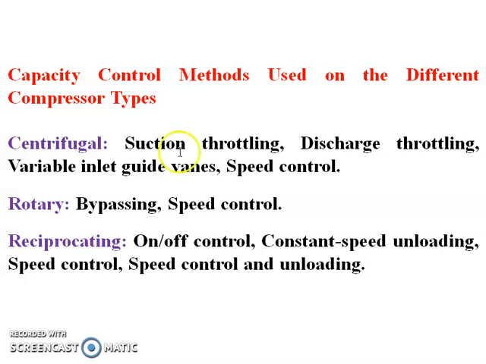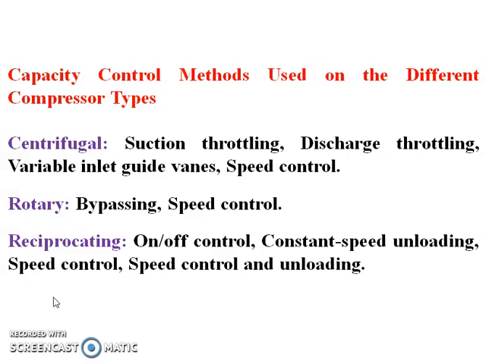For the centrifugal compressor there are suction throttling, discharge throttling, variable inlet guide vanes and speed control. These are the four control methods used for controlling a centrifugal compressor. Then for a rotary compressor, there is a bypass valve and speed control. These are the two techniques used. And in a reciprocating compressor, on-off control, constant speed unloading, speed control and speed control and unloading. Again there are four control schemes used.